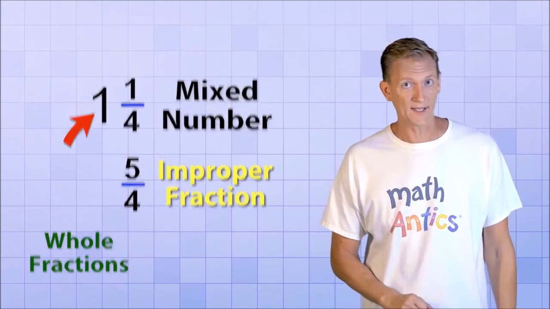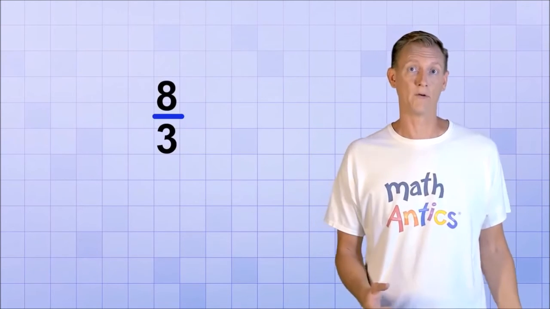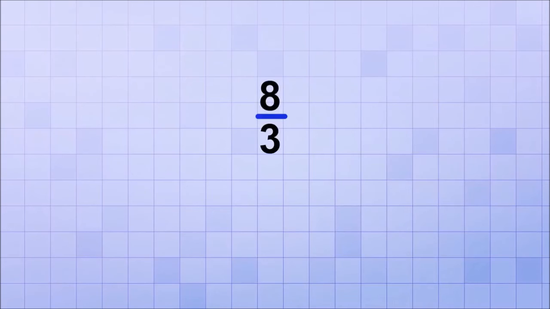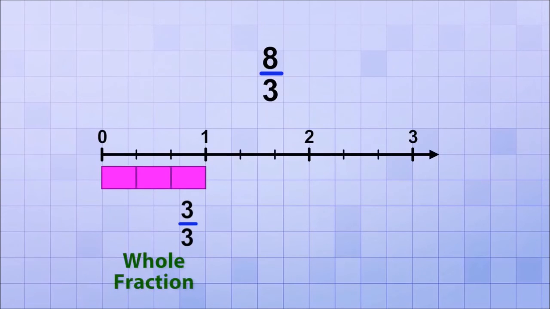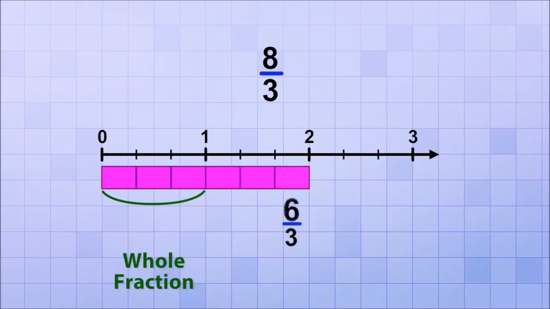To help that sink in, let's look at another improper fraction, 8 over 3, or 8/3. We'll use the same number line that goes from 0 to 3, but this time, let's subdivide each whole number into 3 parts to make counting thirds easier. So this would be 1/3, this is 2/3, and this is 3/3. Oh, there's a whole fraction already. Let's make note of that while we continue adding thirds. Next we have 4/3, 5/3, 6/3.